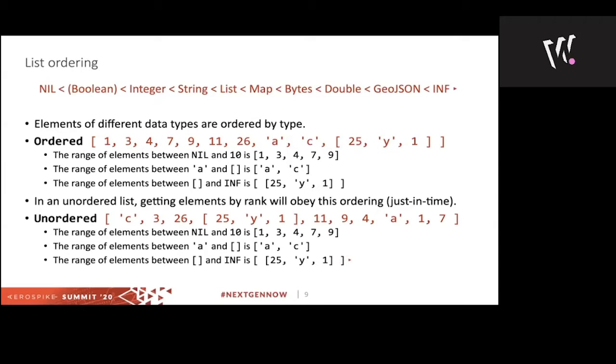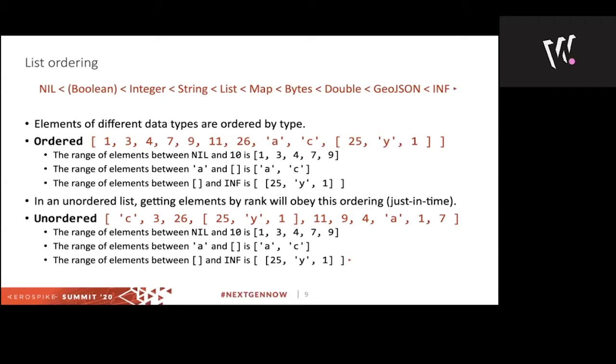A Boolean, again, that's a placeholder. That type does not exist right now. Then you have integer, string, list, map, bytes, double, JSON, and infinity, which is another singleton that is used, you'll see next, in all kinds of operations to express order, especially in intervals and ranges. So elements of different types, again, are ordered by type.